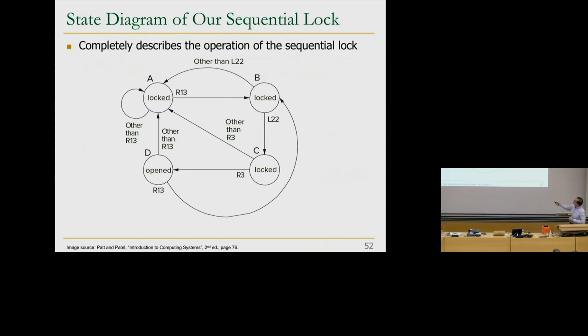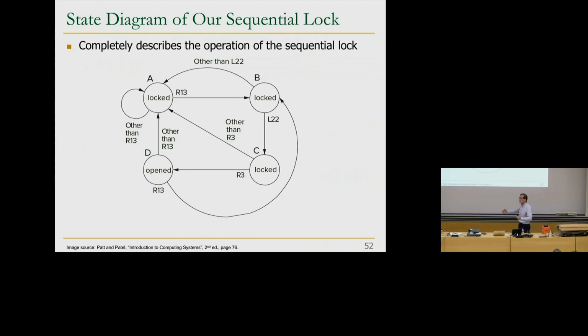For example, you go from state A to state B if you get an input right 13. If you get anything other than that, you stay in state A. You transition from B to C if you get a left 22. If you get anything other than that, you go back to state A. And once you're open, basically somebody needs to close it, and that's not reflected fully well over here, but that's okay. Basically, you could express any state machine with this sort of state transition diagram.